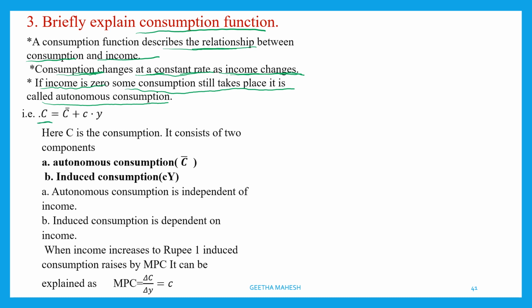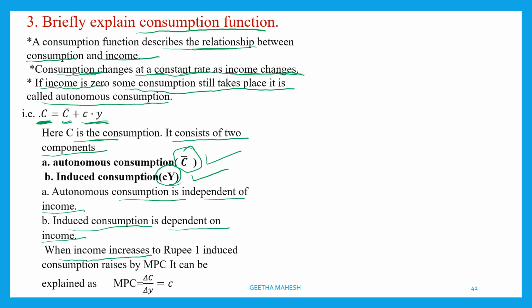Consumption can be written in the equation form C = C̄ + cY. Here C is consumption and it consists of two components. One is autonomous consumption denoted by C̄. Another one is induced consumption denoted by cY. Autonomous consumption is independent of income. Induced consumption is dependent on income.